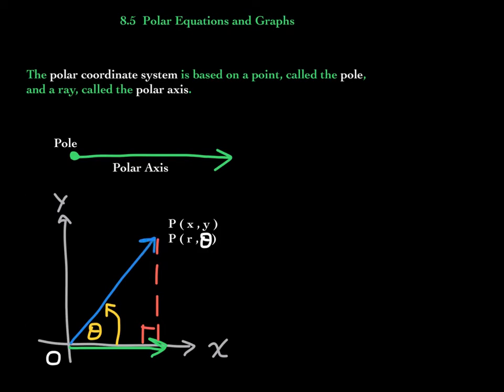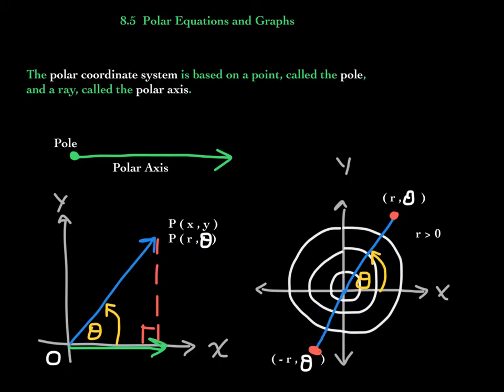What's really important is to note that if r is positive, then point P lies on the terminal side of angle theta. But if r is negative, that means the opposite direction, which would be over here. If r is negative, then point P lies on the ray pointing in the opposite direction of this terminal side of theta. Okay?